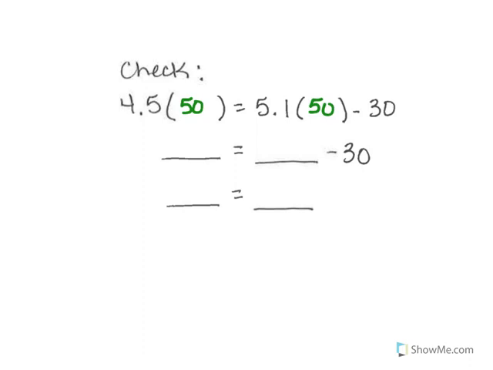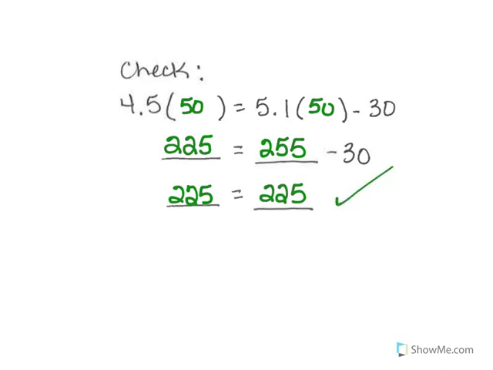When I multiply 4.5 times 50, 4.5 times 50 is 225. Then I'm going to multiply 5.1 times 50. When I multiply it, I get 255. On the left, there's nothing else left to do, so I'm just going to rewrite my 225. But on the right, I need to subtract 30 from the 255. When I do so, I get 225. Because both sides are equal to each other, check. I know I have the right value for my variable, and I can move on.